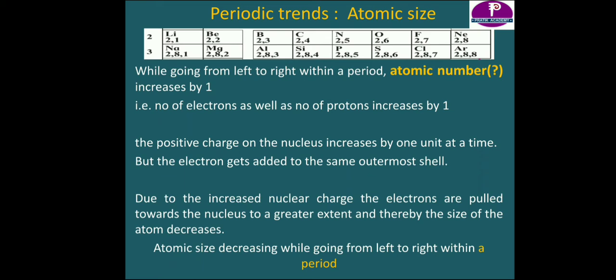Initially, if we just observe here, our initial conclusion would be that as the number of electrons increases, the size of the atom should increase. But the actual conclusion is contradictory to that, because although the number of electrons is increasing, this increase of electrons is in the same shell, which means the distance of those electrons from the nucleus remains constant always.